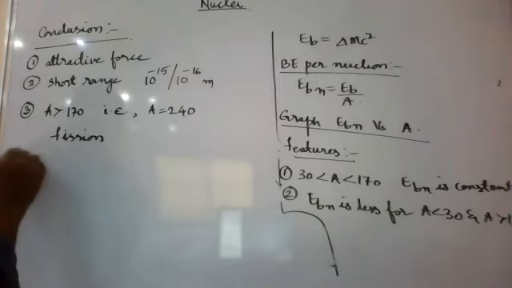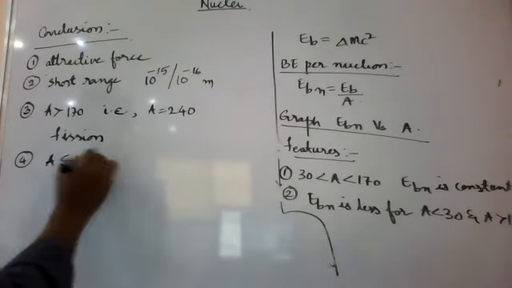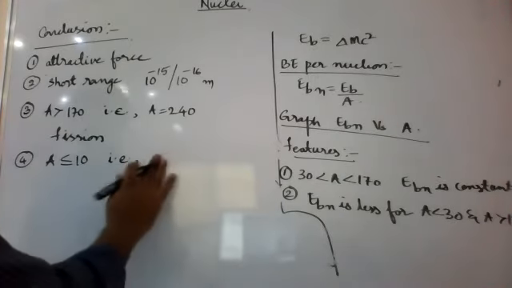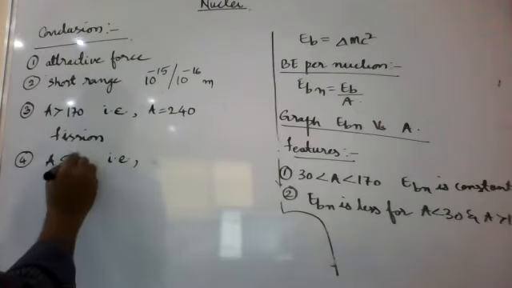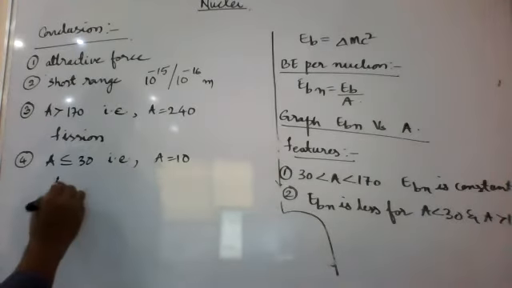The next one is what? When A is less than or equal to 30, for example, we can take A equal to 10. That means fusion experiments are possible.